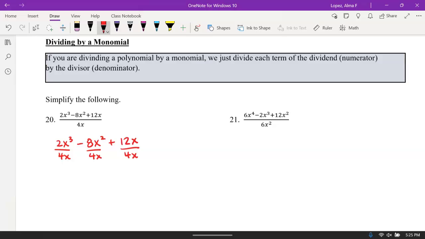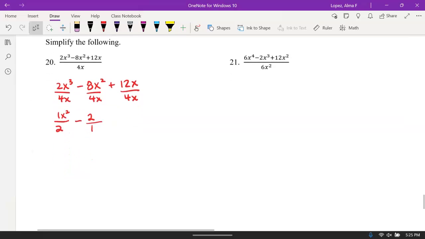So reduce. 2 over 4 reduces to 1/2. I reduce my x's. 3x's on the top, 1x on the bottom is going to give me x squared on the top. There's my first term. Negative 8 and 4 is going to reduce to a negative 2. And I've got x's, and again, I'm not sure it's not going to have a denominator, so I'm going to keep it there. X squared on the top, 1x on the bottom. 1x will cancel. I'm still left with 1 on the top. Next, 12 over 4 reduces to 3 over 1, and the x's completely cancel.